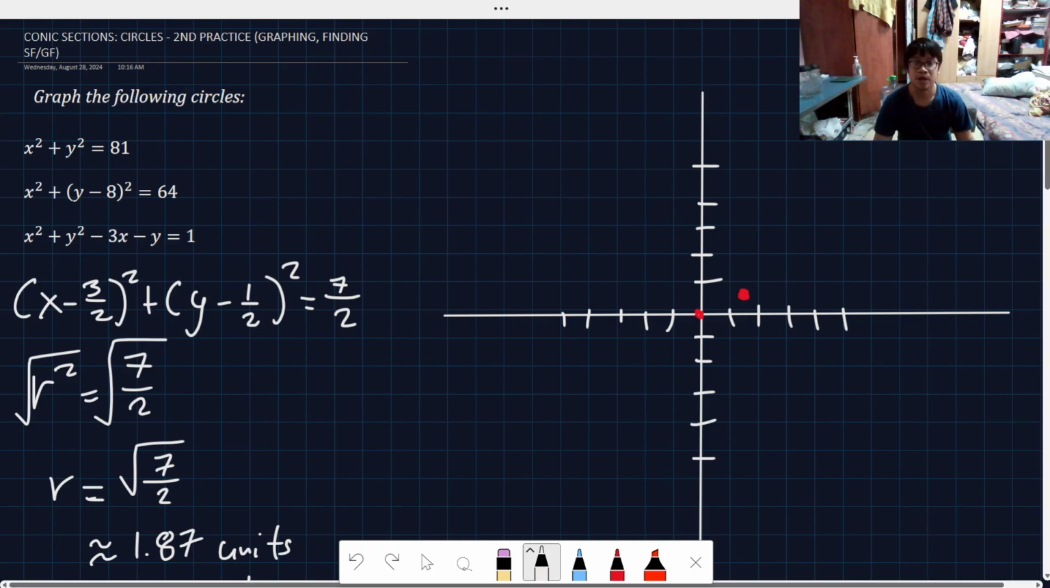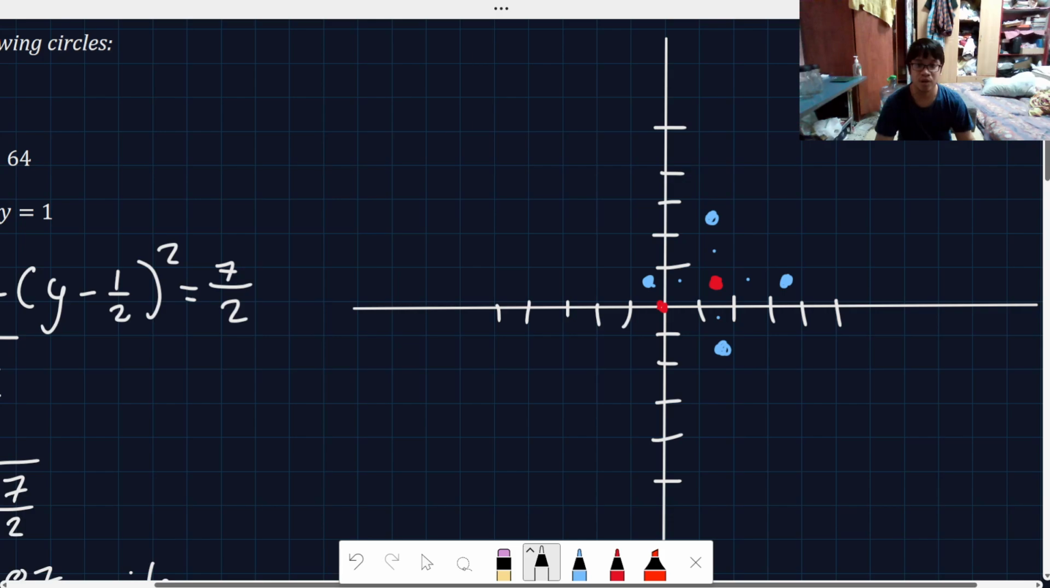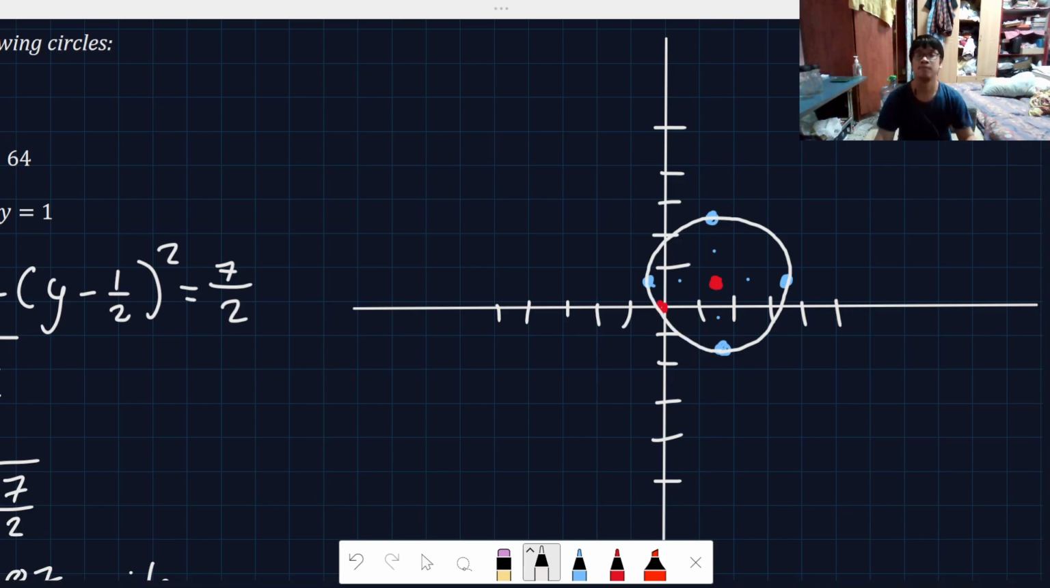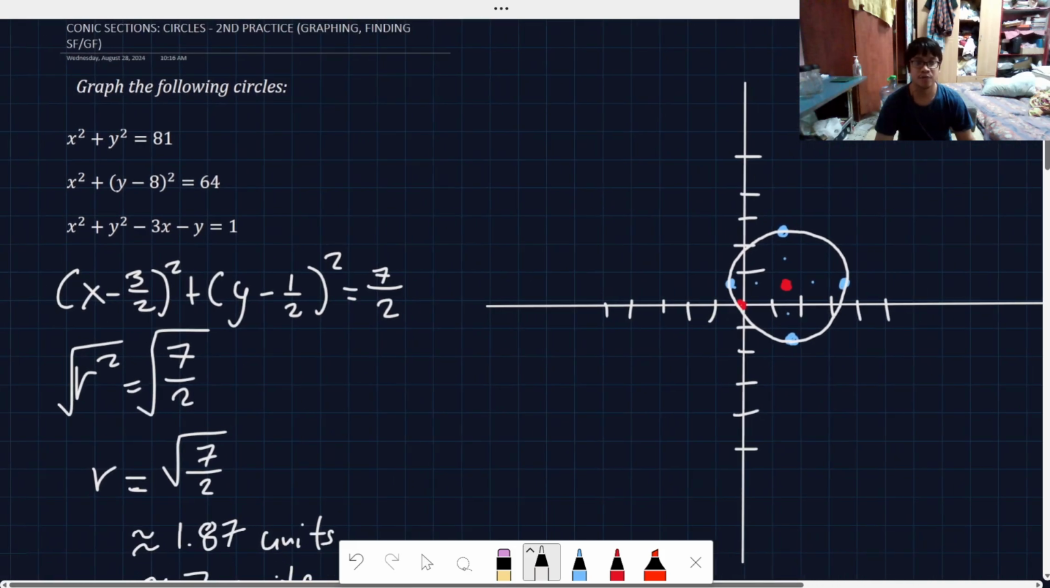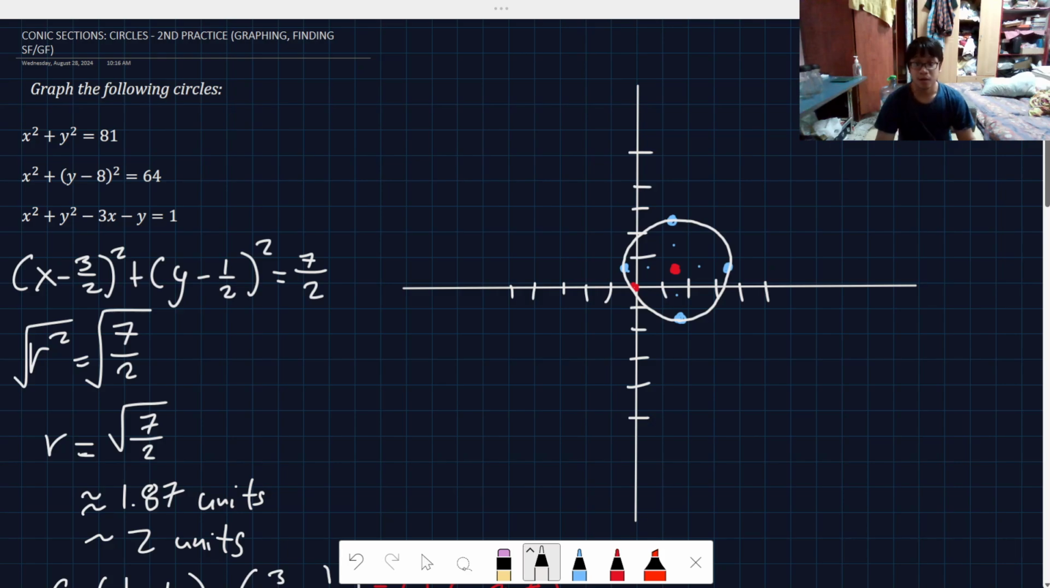So here, let's draw 2 units away from the center: 0, 1, 2, right here, in each direction. That's it. Then we draw its corner points, and we're good. That's the graph of your circle, or the graph of the third problem.